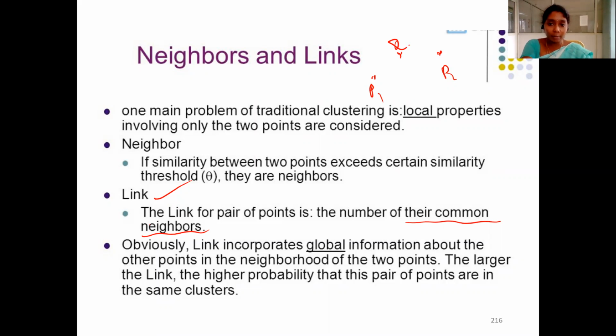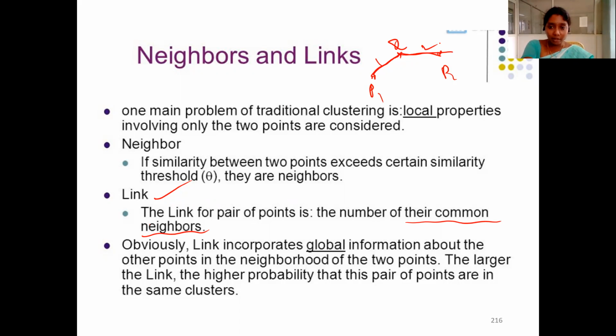Why? Because I can draw a link between these two and a link between these two. So a link among two points is nothing but a path of length 2 that passes through a common neighbor. This is length 1 and this is length 2. Totally, a link among two points is a length of 2, and it bypasses a common neighbor.